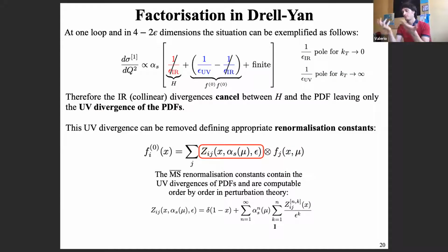Fortunately, something, in my opinion, magical happens. This is just a sketch of what really happens at one loop. If you, for instance, consider only one single radiation, we are considering something proportional to alpha_s because we have one radiation. Then, as I said, you have an infrared divergence that comes from the hard function.